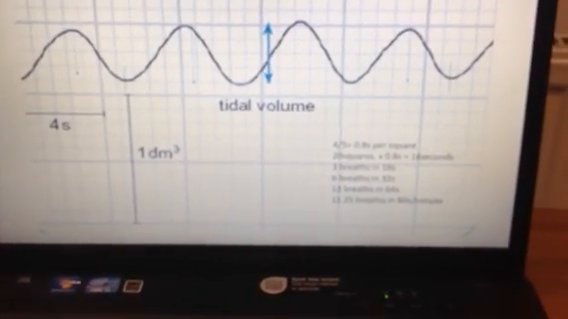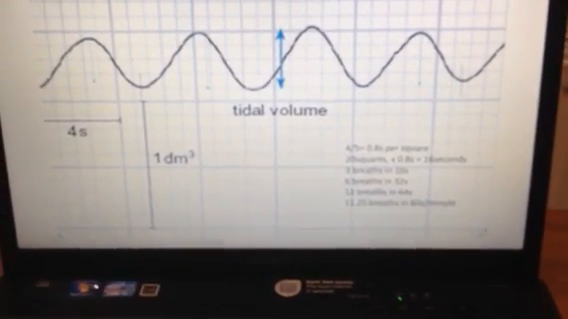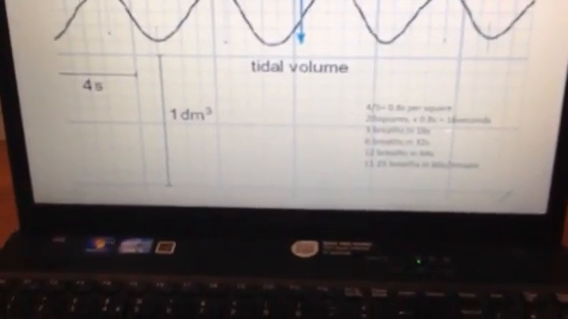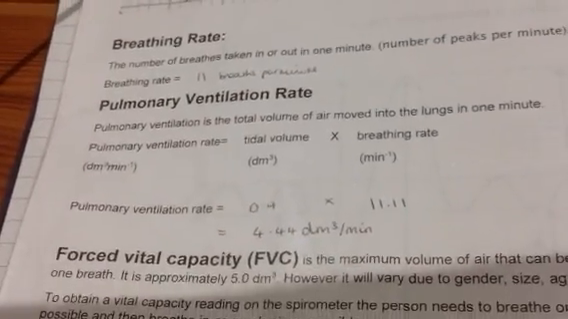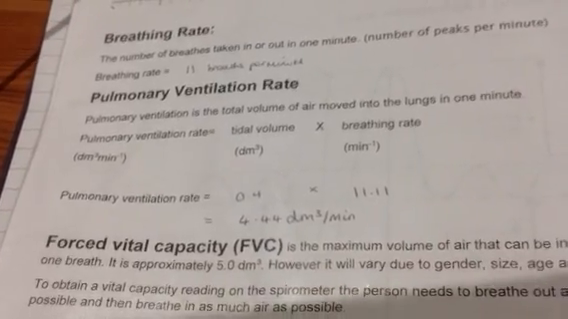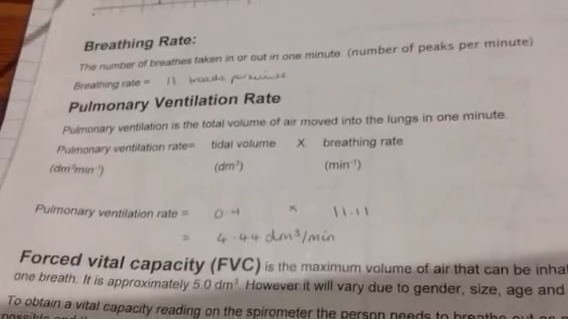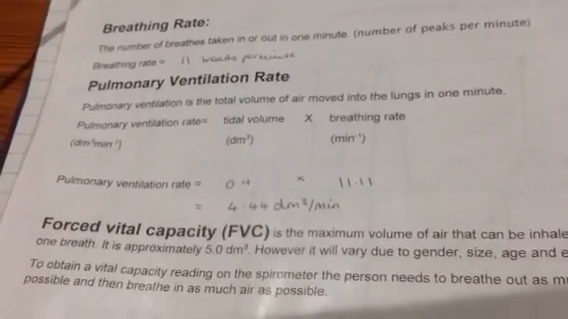You then use the tidal volume multiplied by the breathing rate, and that will allow you to calculate the next calculation in your notes, which is the pulmonary ventilation rate. So you get a value around 11 for your breathing rate from that graph, 0.4 for your tidal volume, and you multiply the two together.